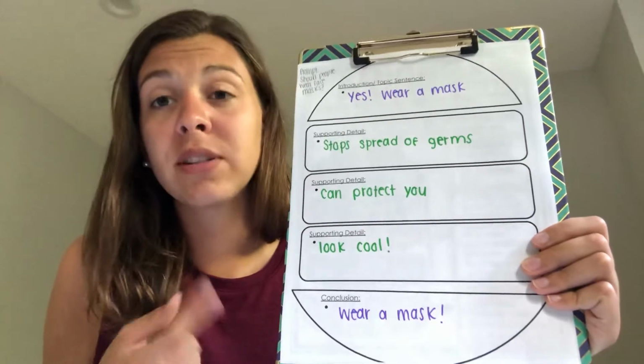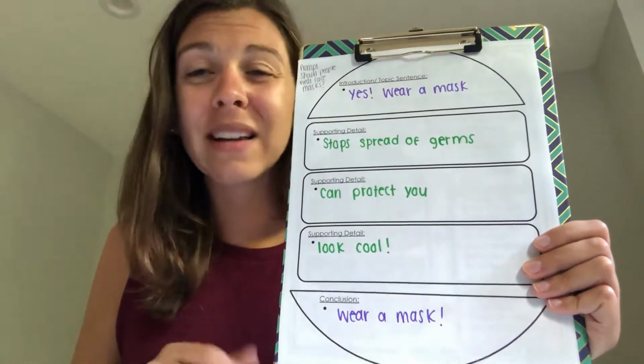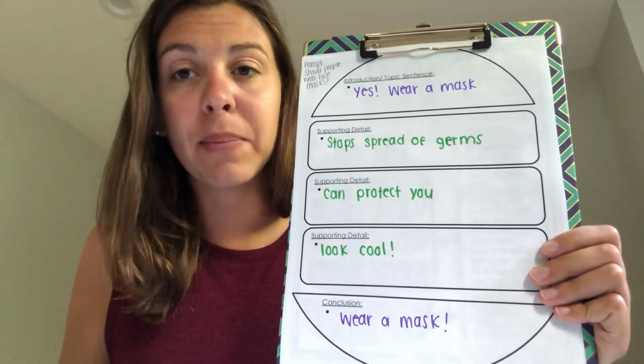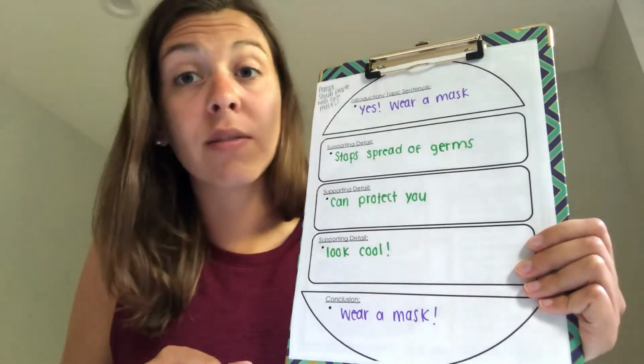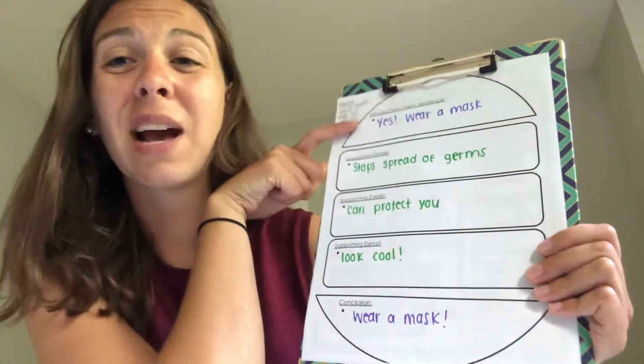So if you don't have a printer and can't print this out, you can just make 1, 2, 3, 4, 5 boxes or shapes on your paper. And we're going to go ahead and start, okay? So this is our introduction. So this is where we're going to put our introduction or our topic sentence.